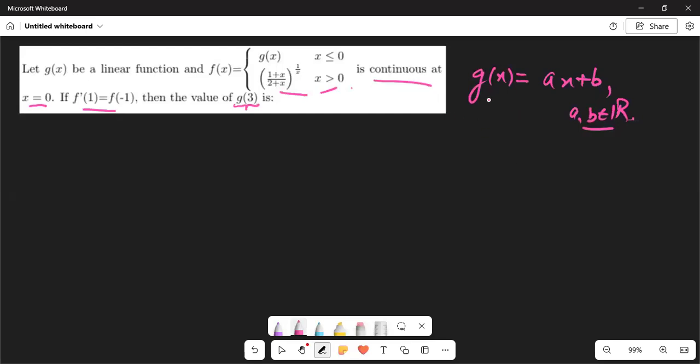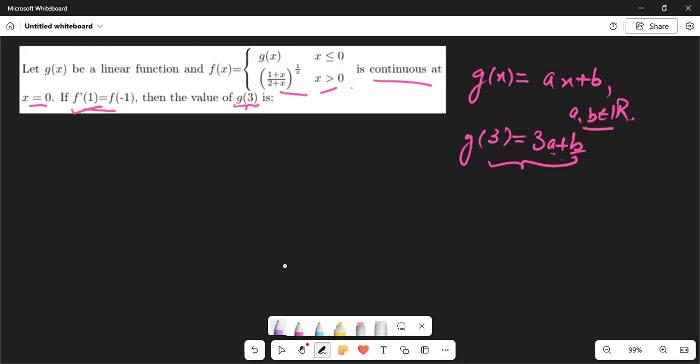That means you have to find out this, 3a plus b. So to find out this value, you just need to evaluate the values of a and b. And these will be found using the hypothesis, which is given that f(x) is continuous at x equals 0. And the second one is that f'(1) equals f(-1). Only this is the task for this question.